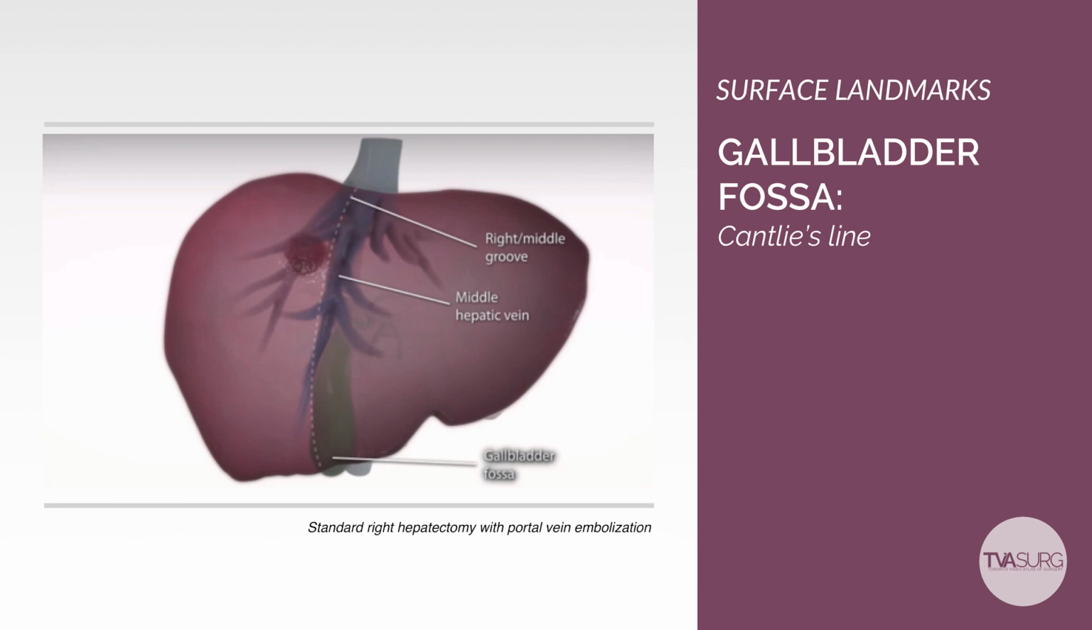You may have recalled I said surgeons don't use falciform to divide liver into left and right. For surgeons, the middle hepatic vein divides the liver into left and right, and the gallbladder fossa is used as a landmark to find the middle hepatic vein. If you draw a line from the middle of the inferior vena cava to the gallbladder fossa, this line, called Cantley's line, is where the middle hepatic vein lies, and this line is used for both removal of the left or right lobe.